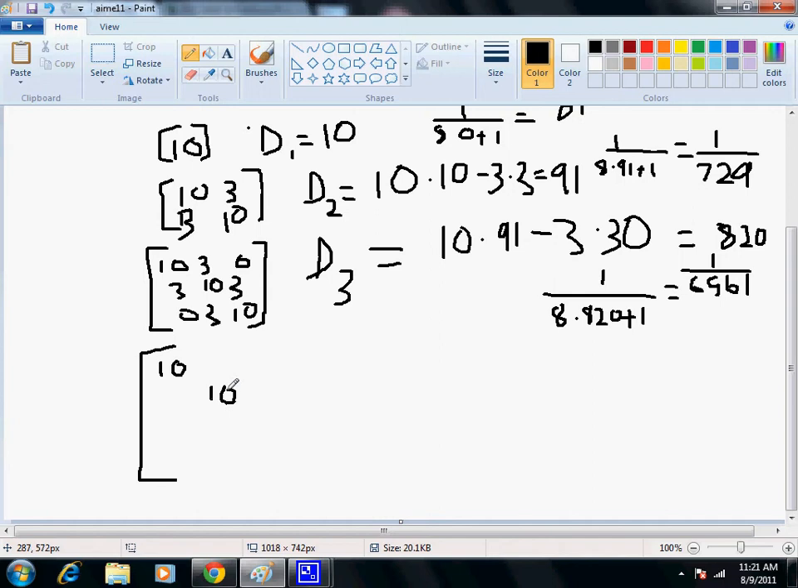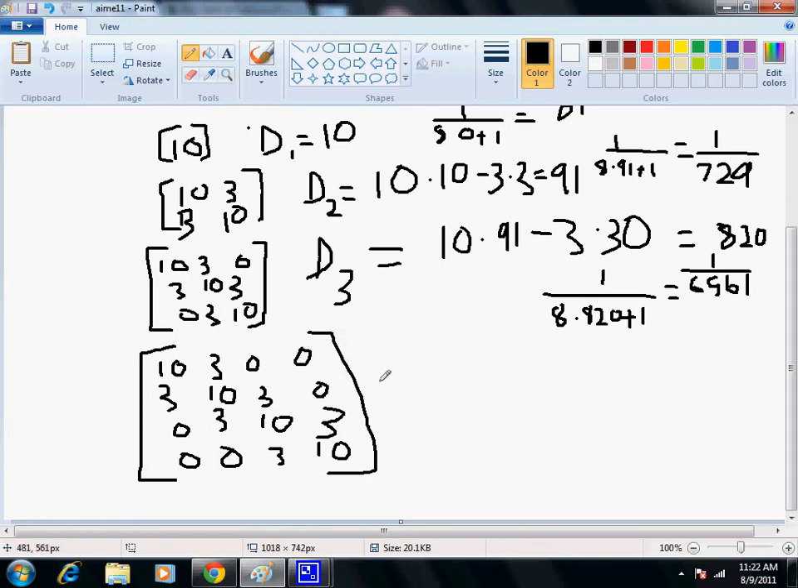The 4 by 4 matrix is 10, 3, 0, 0, 3, 10, 3, 0, 0, 3, 10, 3, 0, 0, 3, 10. So then the determinant D4 equals 10 times the determinant of this matrix here, which is just D3, which is 820, minus 3 times the determinant of this matrix, which is basically 3 times the determinant of this 2 by 2 matrix, so that is D2. So 3 times 3 times 91.